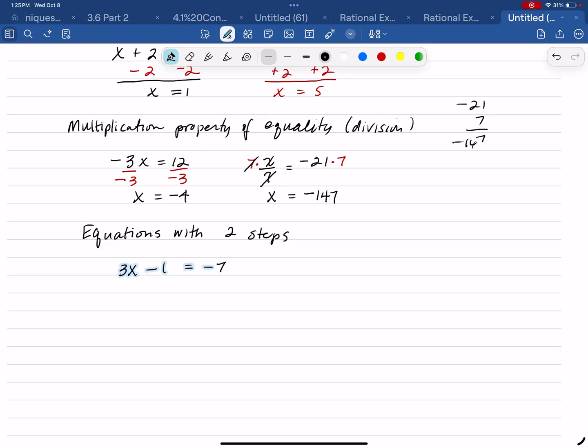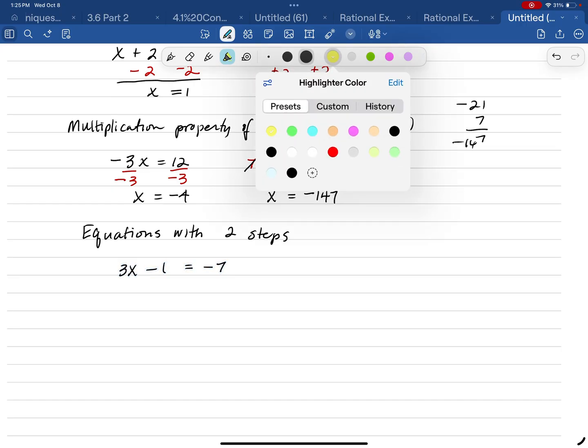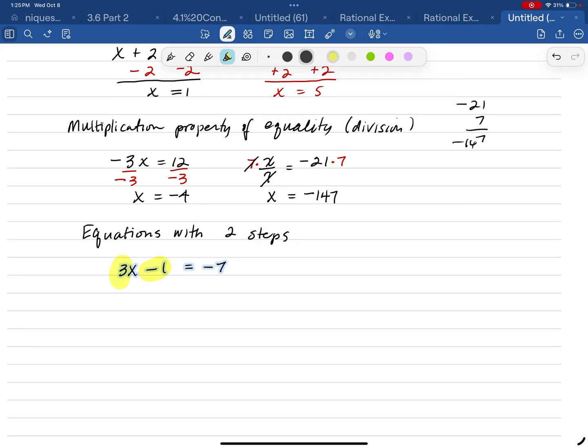7. So we've got over here with our variable, we have multiplication and we have subtraction. So what we're going to do is we're going to undo the subtraction first. So I'm going to add 1 to both sides. So negative 7 plus 1 is negative 6. And now I've got multiplication, so I'm going to divide on both sides. And that gives me the value of the variable is negative 2. That will make that equation true.